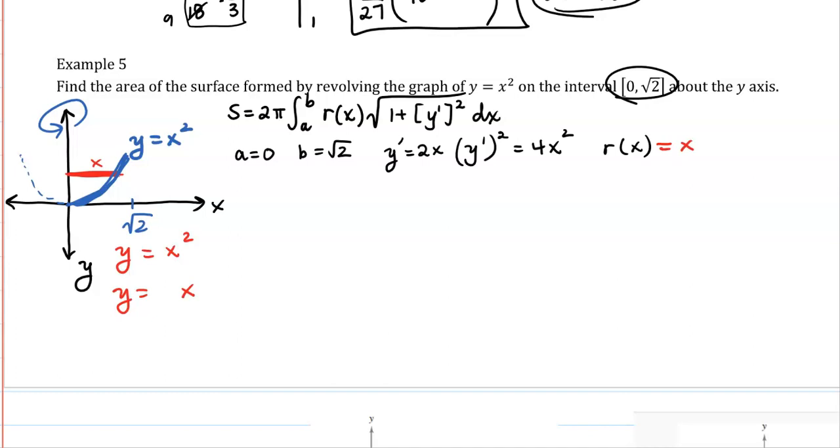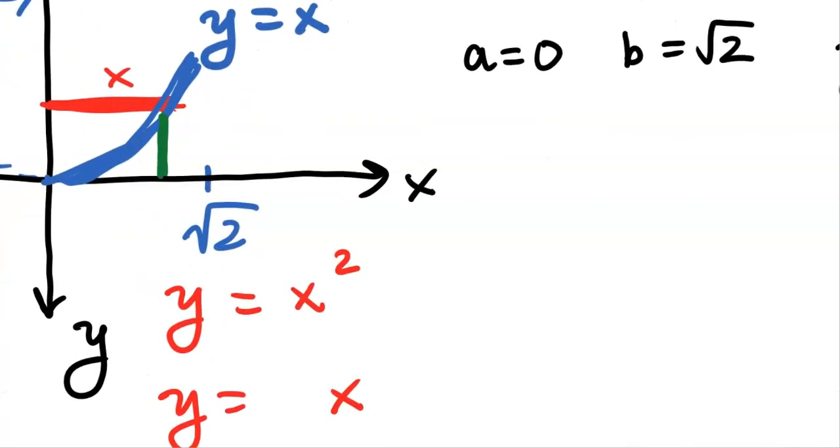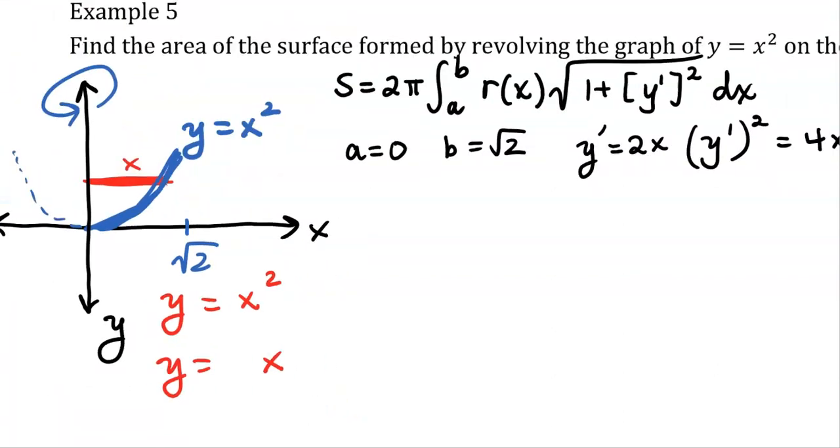When you're finding your r of x, it's very important that you remember it is the distance between the function and the axis of revolution. That could be the x-axis or that could be the y-axis. I'll just mention, as a side note, if we were revolving around the x-axis, this green distance here would have been our r of x, which would have been the height of the function. It goes up to the function, so it would have been x squared. But that's not what we're doing. We're not revolving around the x-axis like we did in the last example.